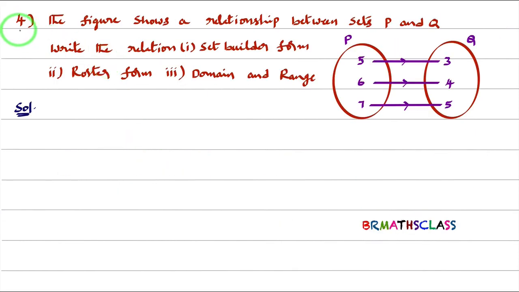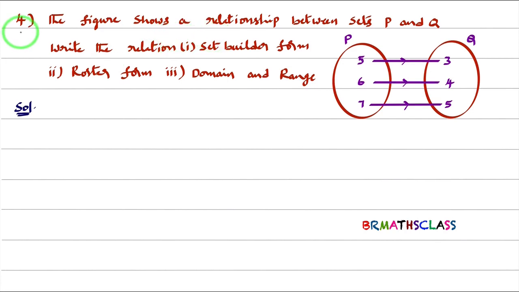This is the fourth problem in exercise 2.2 of the Relations and Functions chapter of class 11. Try to understand what they are asking in this question. The figure shows a relationship between sets P and Q. You observe in the question they have given this figure. The diagram is given. This is an arrow diagram. You observe 5 is related to 3, 6 is related to 4, 7 is related to 5. They are asking to write this relation in set builder form, roster form, and write its domain and range. First, we need to write this relation in set builder form.